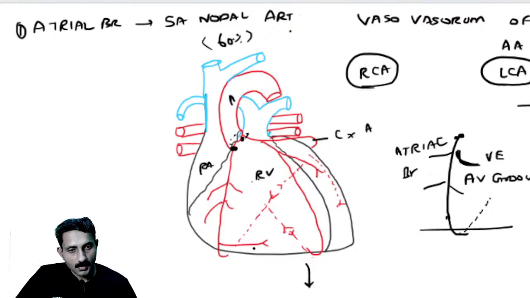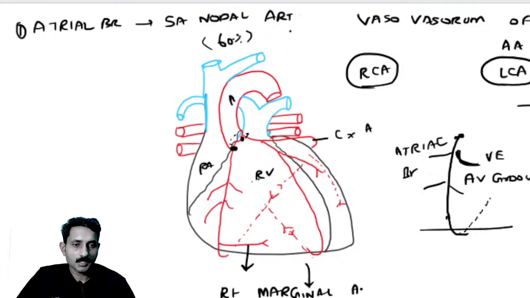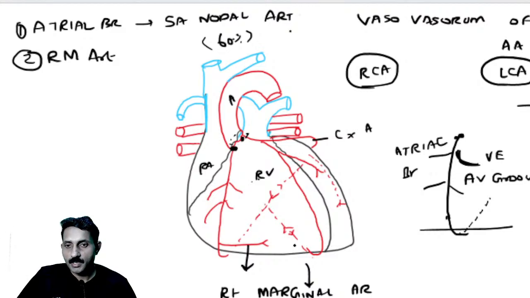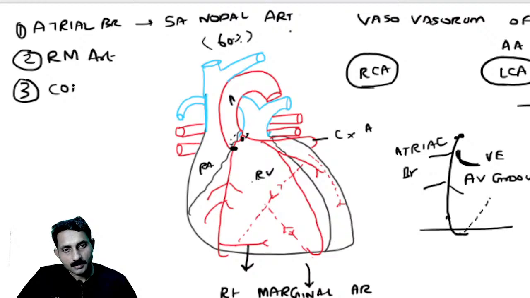When it is reaching this margin, you can see it is reaching the inferior border, and it gives an artery. This is called the right marginal artery. The second branch is called the right marginal artery. On the margin, it is giving a branch, called the right marginal artery. Along with the atrial branches, sometimes it will give a branch that is called the conus artery.